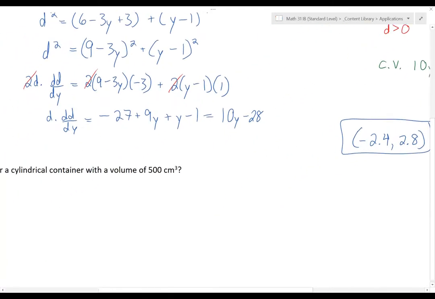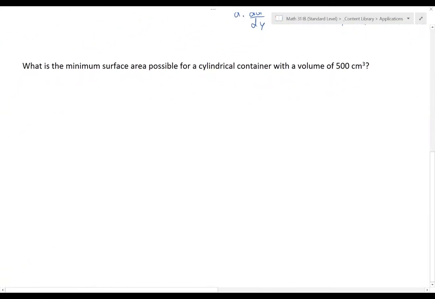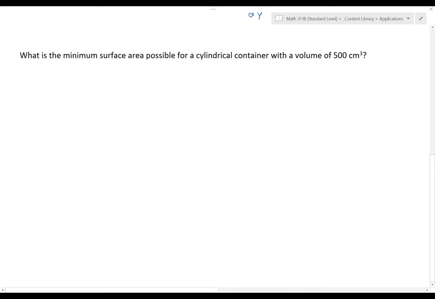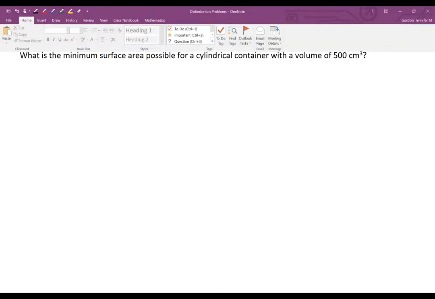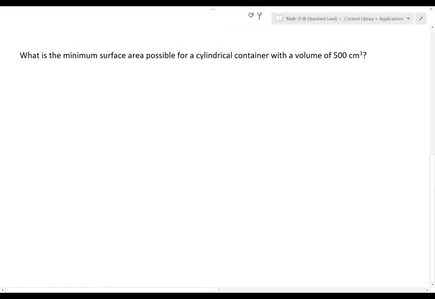We're going to do one more example, and in this one, I'll show you the other verification, the second derivative test for verification. But again, we're going to be looking for a minimum. So what is the minimum surface area possible? So minimum surface area means I need an equation for surface area. So the minimum surface area possible for a cylindrical container, so I need the formula for area of a cylinder.